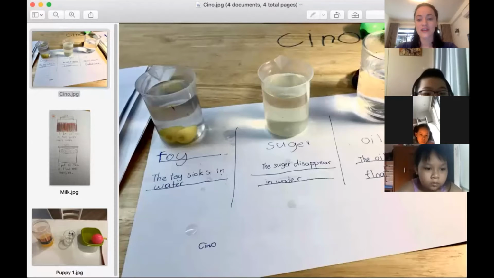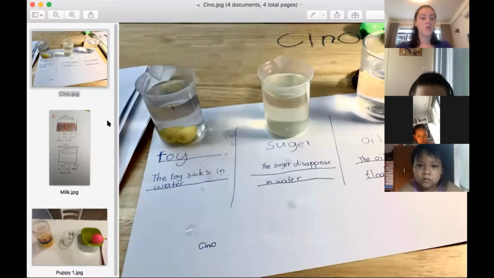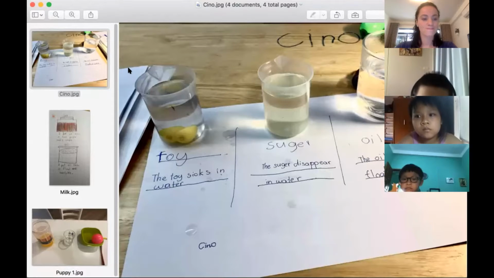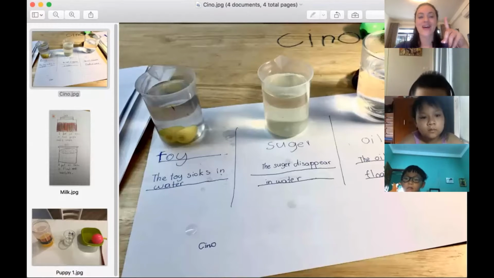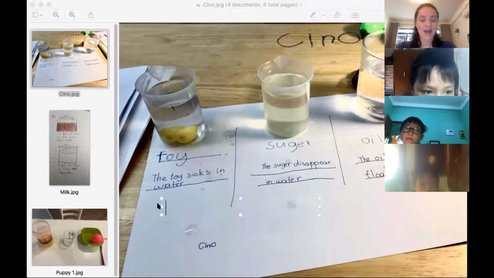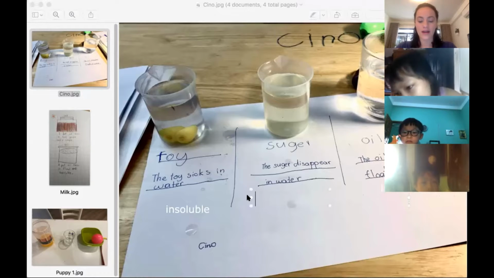So this was Sino. Sino, you did a very good job. The toy sinks, the oil floats in water, the sugar disappears. Sino, what is it called when the sugar disappears in the water? Insoluble. Not insoluble, Milk. Soluble. Soluble, yes. Good job, Jack. All right. The ones that float or sink are insoluble. They do not mix in the water. The one that does mix all the way in the water is soluble.